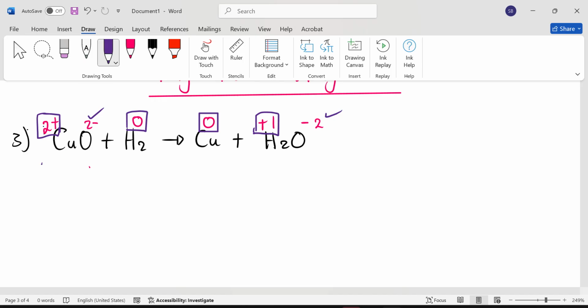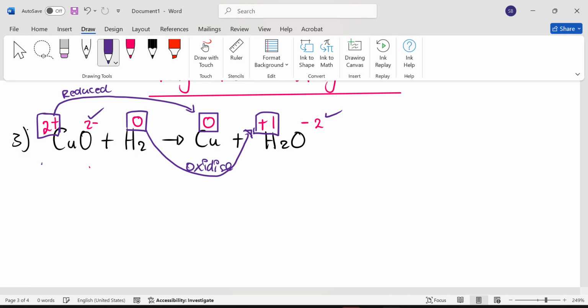So in this particular case, notice how Cu2+ becomes Cu0. Did it increase or decrease? Decrease. Is it oxidizing or reducing? Yes, reducing. And then what about hydrogen? Increase or decrease? So it went all the way to positive 1 from 0. That means it increased, thus oxidized.